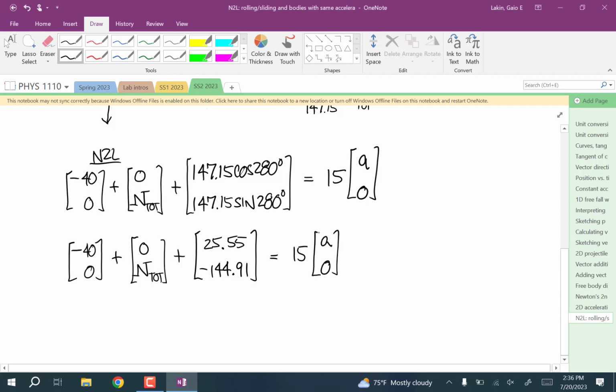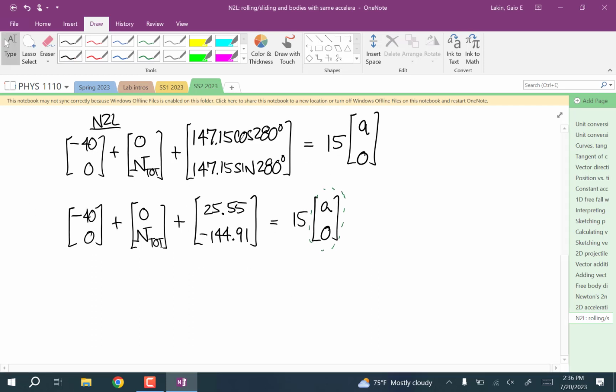Okay, well, what we're looking for is the acceleration vector. And all we need in order to come up with the acceleration vector is that variable A. And that means that the only equation we need here is the x equation. So negative 40 plus 0 plus 25.55 is equal to 15a.